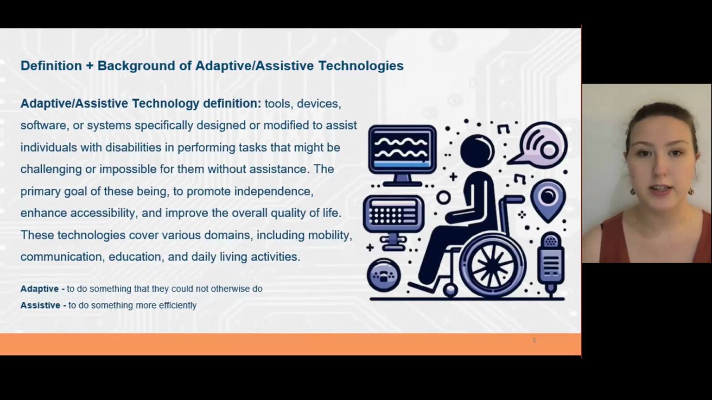The primary goal of these being to promote the students' or the individual's independence, to enhance, of course, their accessibility to their educational experience, and to improve their overall quality of life. These technologies can cover various domains, including mobility, communication, education, and daily living activities. Adaptive means simply to be able to do something that they could not otherwise do, and assistive technology refers to technologies that allow them to do something more efficiently.